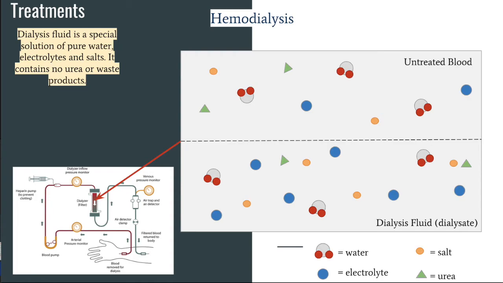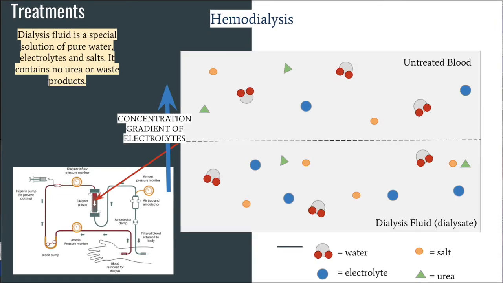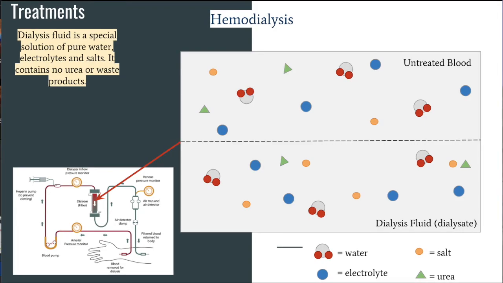Now let's focus on a different solute. Let's look at the blue electrolyte. Notice that the dialysis fluid has a higher concentration of those blue electrolytes than the untreated blood. This difference in concentration is again going to establish a concentration gradient. This time we have a higher concentration of the electrolytes in the dialysis fluid than the untreated blood. Therefore, our gradient is going to move upwards from the fluid into the blood. Those electrolytes are going to diffuse across the membrane into the blood until it is balanced and dynamically equal on both sides.